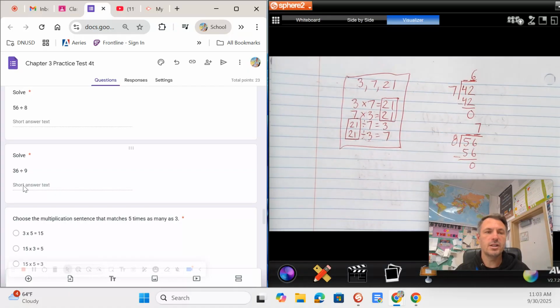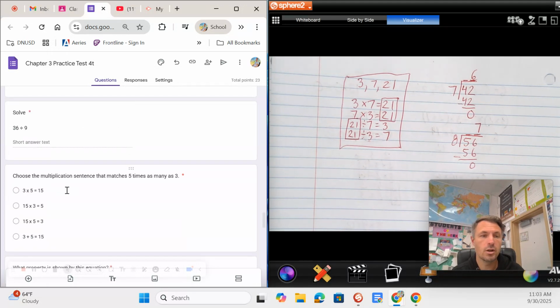Then solve 36 divided by 9. And again, you don't even really need to use your scratch paper because 36 is a multiple of 9. And if you look and see what times 9 equals 36, it's 4. So since 9 times 4 equals 36, 36 divided by 9 has to equal 4. So that's what goes right here, a 4.